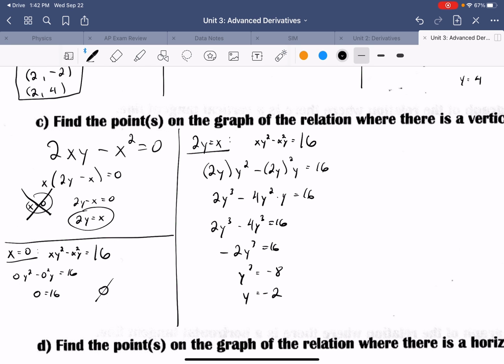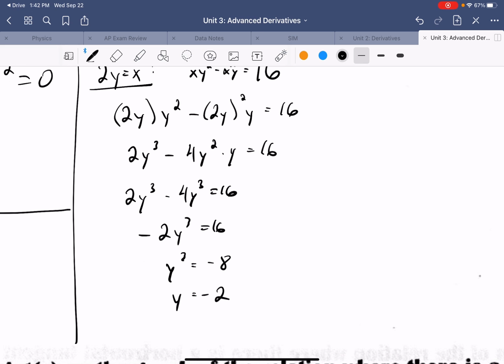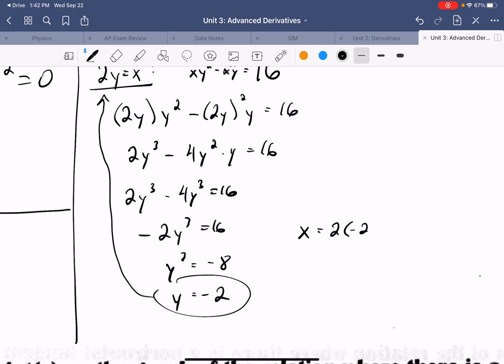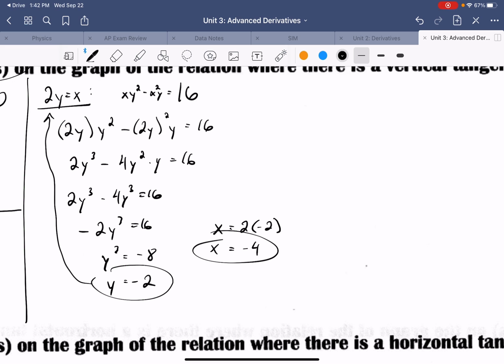So it asks us just to find the points here. And it looks like I only found one. I've got the y value, so let's take this and plug it back into the original. So then x would equal 2y. So our y we know is negative 2. So that means x is equal to negative 4. So then the full point there would be the coordinate negative 4, comma, negative 2. And that is our only final answer for that part.